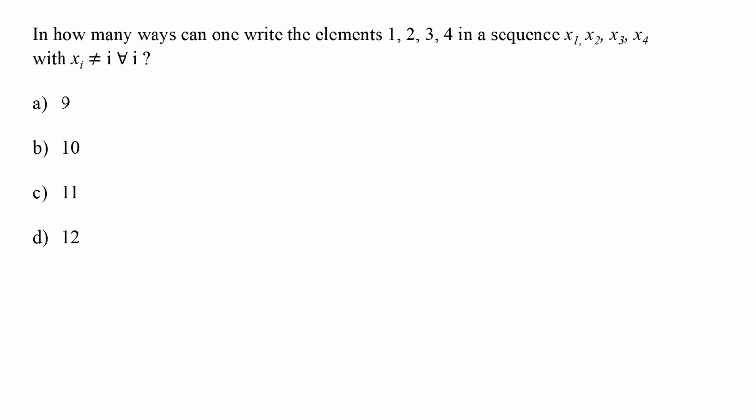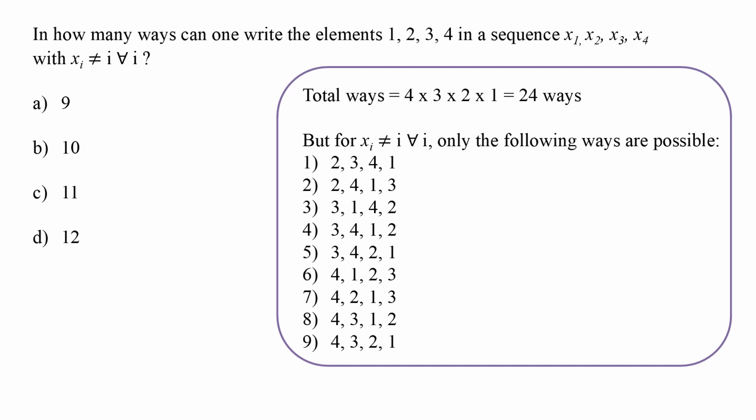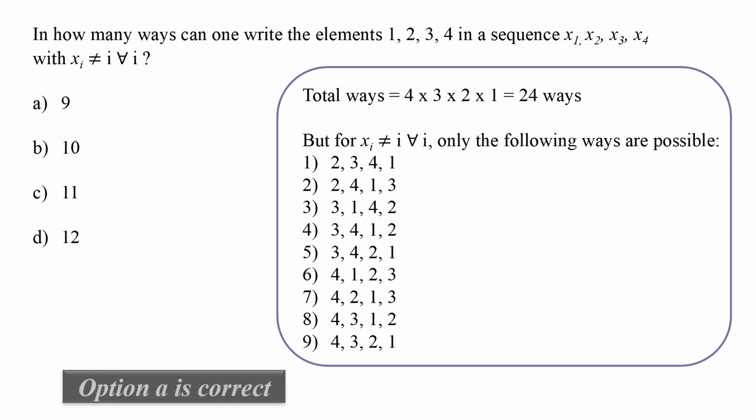In how many ways can one write the elements 1, 2, 3 and 4 in a sequence x1, x2, x3, x4 with xi not equal to i for all i? Now, the total ways in which these sequences can be written are 24, right? 4 into 3 into 2 into 1, that is 24. But for xi not equal to i, only the following ways are possible. So you will find that there are only 9 ways in which you can write these sequences such that xi is not equal to i. That means 2 cannot be written at the second position, 3 cannot be written at the third position, and so on. So option A is the correct answer.